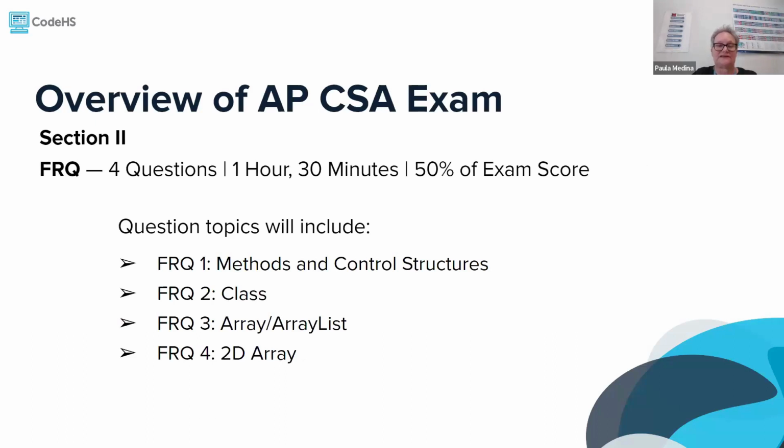And the second part is the FRQ. There are 4 FRQs. Last year, I graded FRQ 2. That's the class one. The first one was the hardest. It had a method, but they do funny things with the methods. They add a lot of algorithmic programming into the method, so it can be very complex. Then the array list. The kids are always getting confused, which commands do I use? And the 2D array seemed to be an easier problem last year.